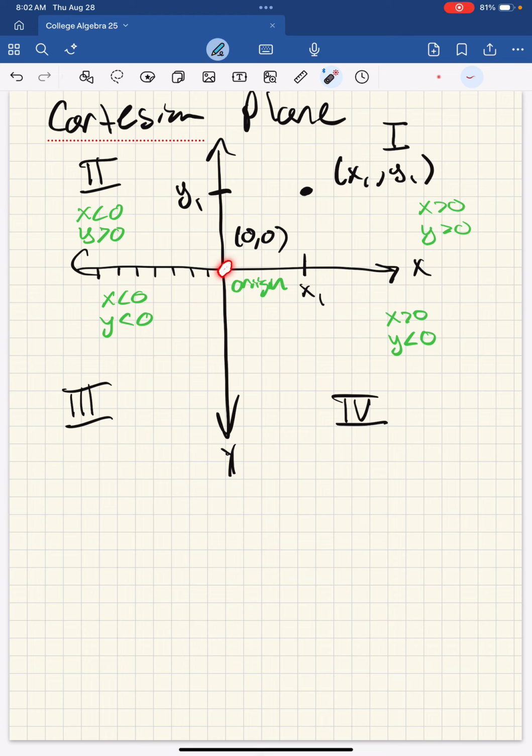0, 0 is known as the origin. The quadrants on your graph do not have to be labeled, so this is just for communication purposes. But the upper right is quadrant 1, where x and y are both positive. The upper left is quadrant 2, where x is negative, y is positive. The lower left is quadrant 3, both negative. The lower right is quadrant 4, x is positive, y is negative.